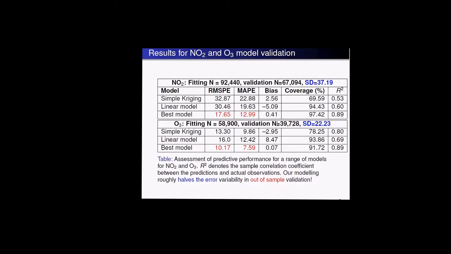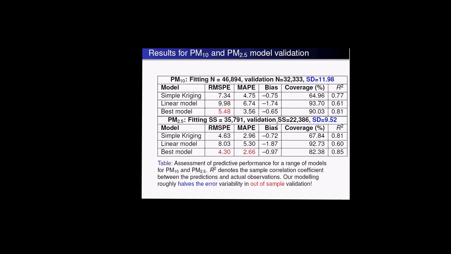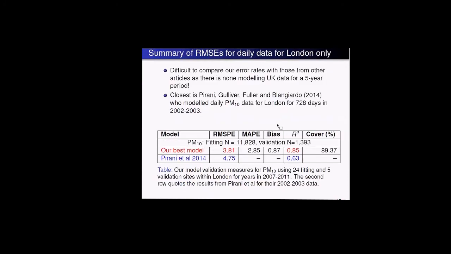For O3, we see similar performance. The overall SD of 22.23 reduces to 10.17. So this is what we said, that our modeling roughly halves the error variability in out of sample validation. We see similar pictures for PM10 and PM2.5. The overall SD of 11.98 has been reduced to 5.48, and for PM2.5 it is about 10, reduced to 4.3.